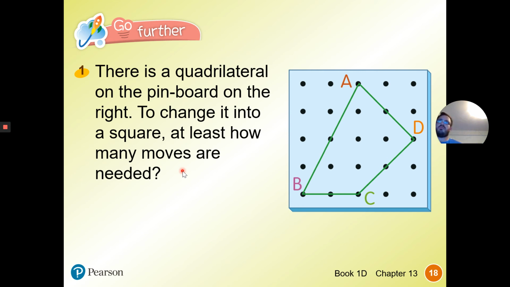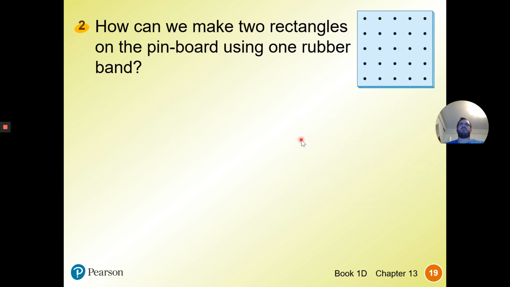There is a quadrilateral on the pin board on the right. To change it to a square, at least how many moves are there? So how can we change this shape into a square? Well, we need to move. We've got A down to D down to C. That is half of the triangle. So we need a point which would make it equal on all 4 corners. If we were to move B up to here, we would be able to create a square in 1 move.